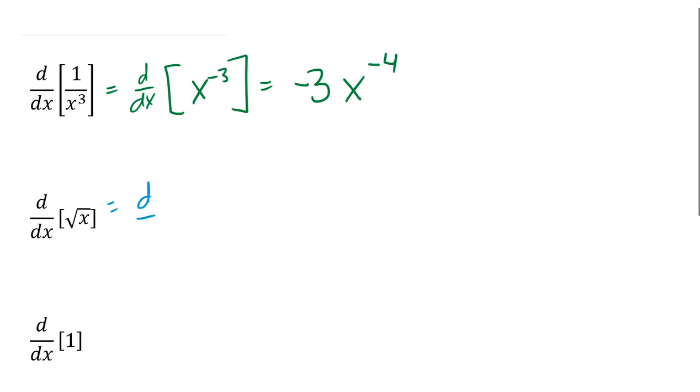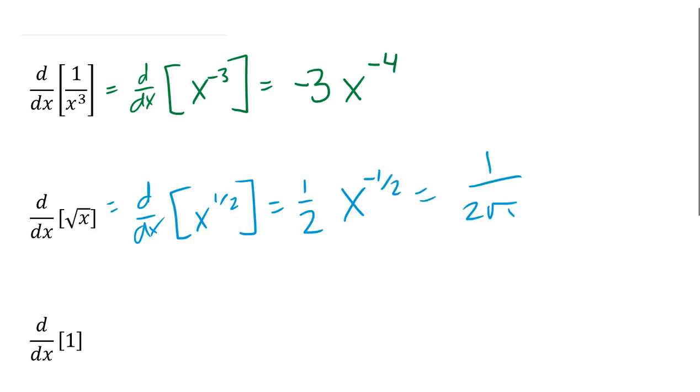This one is in disguise x to the 1/2 power. So I'll bring the exponent to the front, make the exponent one smaller. So it's 1 over 2 square root of x. This last one is really the derivative of x to the 0 power, which makes it 0 times x to the negative 1. It's 0. The derivative of any constant is 0. That kind of shows that it still follows the rule, but that feels like a bit much.